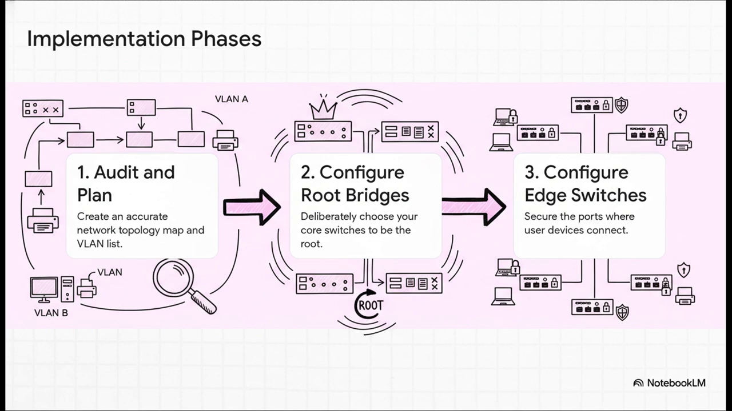First, you audit and plan. You got to know what you're working with, right? So you map out all your switches, all your links, and all your VLANs. Second, you configure your root bridges. This is huge. Don't let that election happen by chance. You want to tell your most powerful core switches to be the root. And finally, you lock down your edge switches, the ones where all the computers and phones and printers actually plug in.